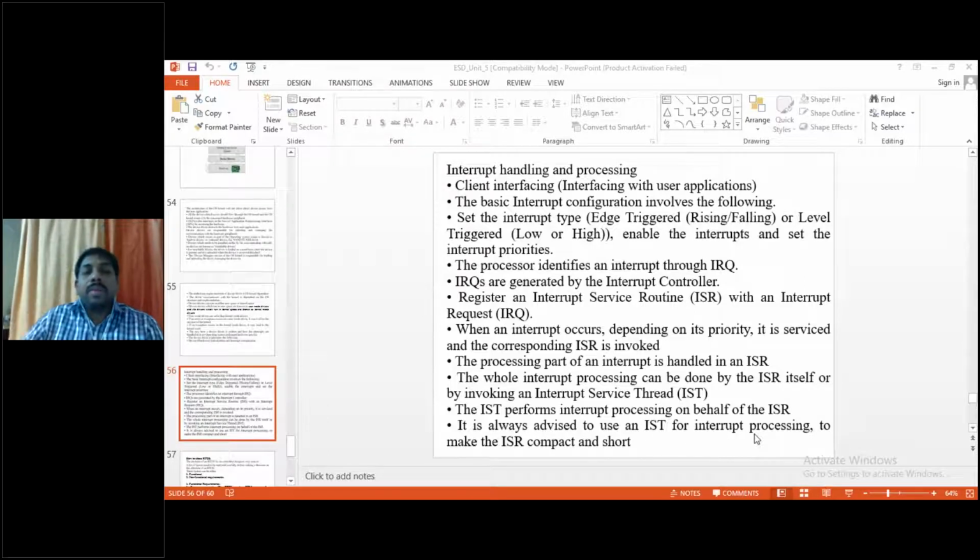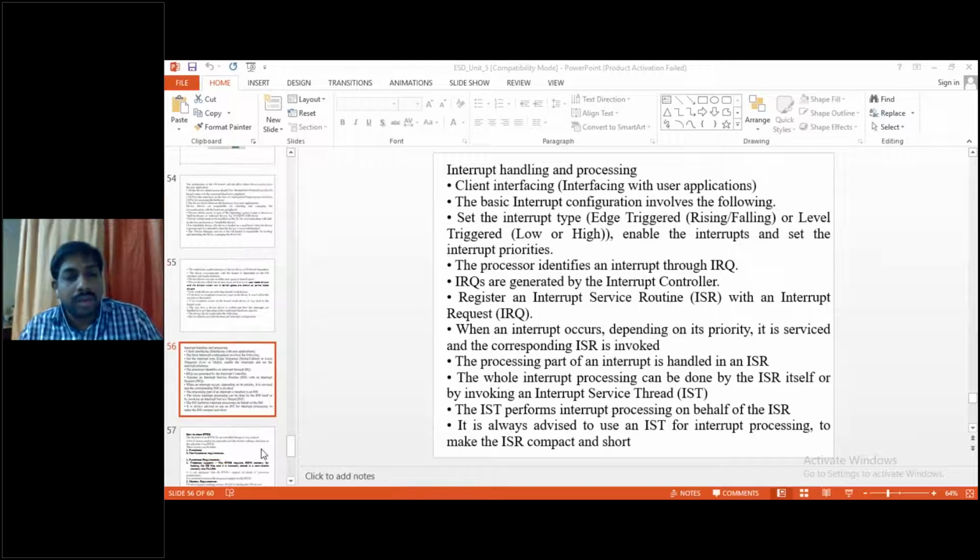So whenever an interrupt is occurring, depending on its priority, the corresponding ISR is invoked. The processing part of an interrupt is handled in an ISR. The whole interrupt processing can be done by the ISR by invoking an interrupt service thread. The IST performs interrupt processing on behalf of the ISR.